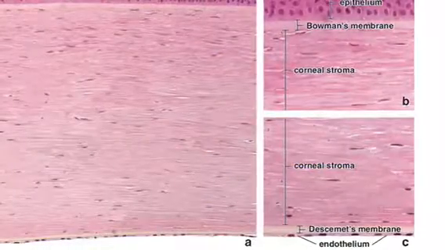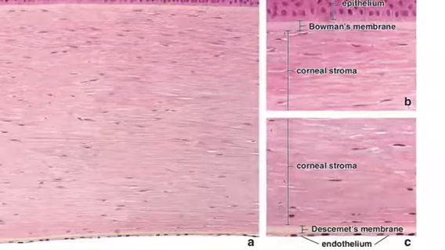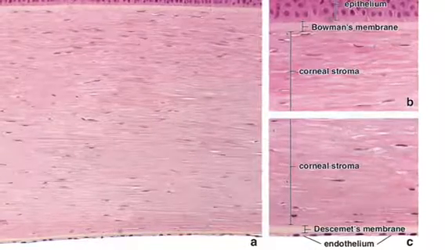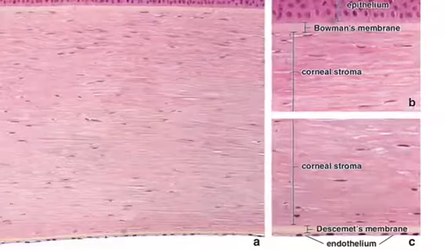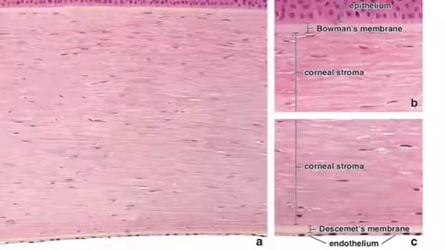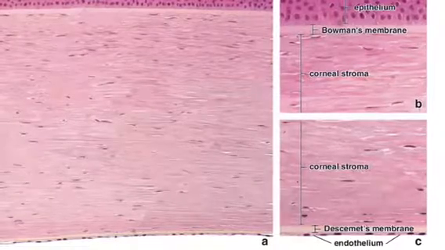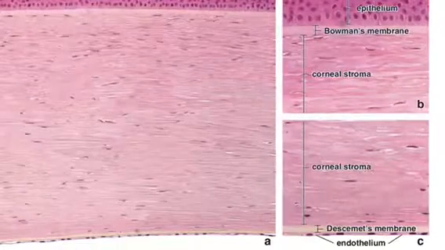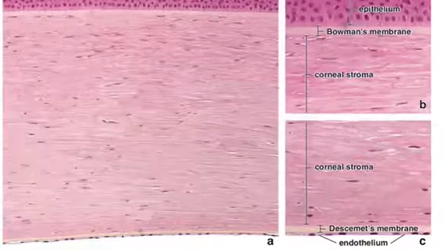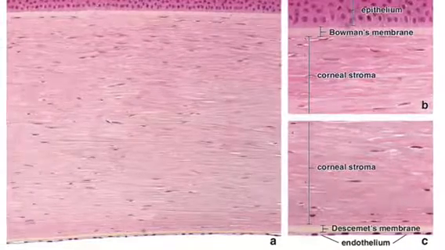This photomicrograph of a section through the full thickness of the cornea shows the corneal stroma and the two corneal surfaces covered by different types of epithelia. The corneal stroma does not contain blood or lymphatic vessels.